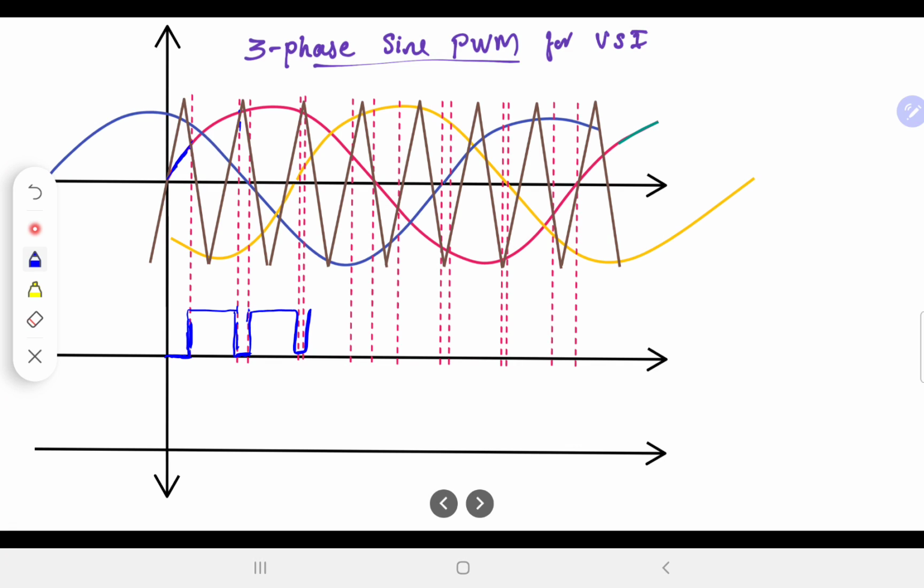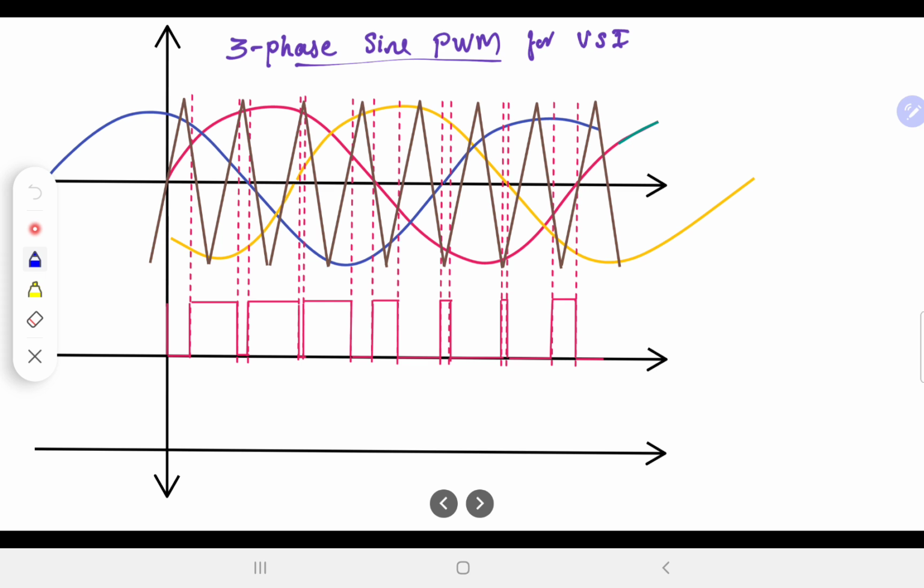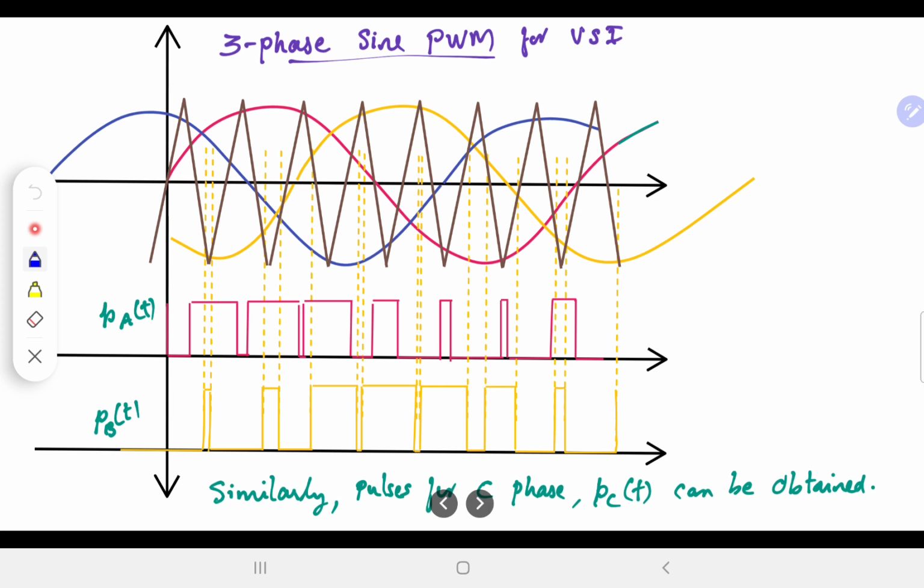Similarly, for the B phase you will have a different pulse, and for the C phase you will have a different pulse. All of them are phase shifted symmetrically in time, 120 degrees with respect to each other. So we get the pulse for A phase, and then we get it for B phase, and so on and so forth. All of them are similar things. You can see that corresponding to the peak of this, you have larger pulse widths. Corresponding to the peak of this, you have the larger pulse width here, and so on and so forth.